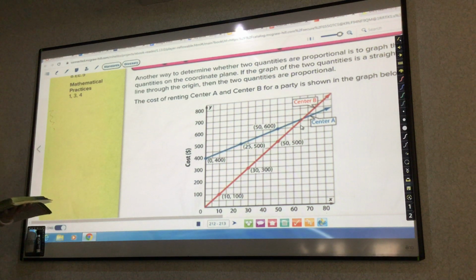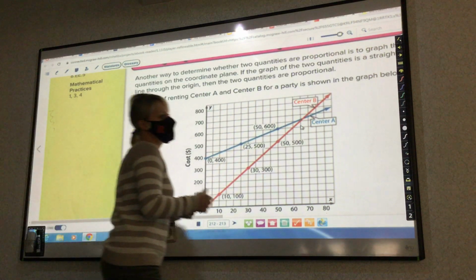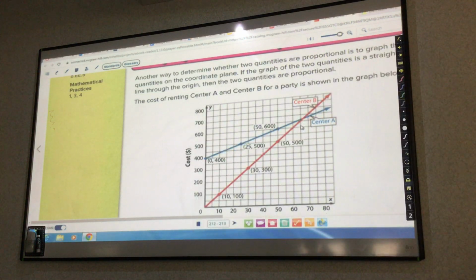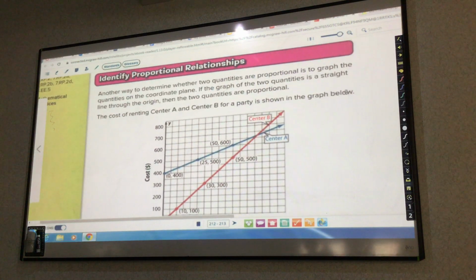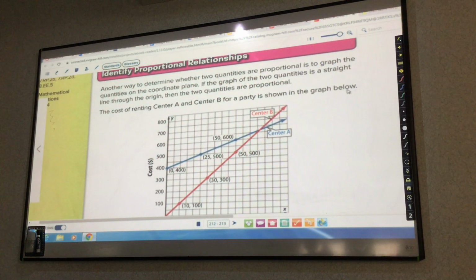A way to determine whether two quantities are proportional is to graph the quantities on the coordinate plane. If the graph of the two quantities is a straight line that goes through the origin, then the two quantities are proportional. That's really important. It's a straight line and it goes through the origin. What is the origin? We know that the origin is what? 0, 0. Then the two quantities are proportional.